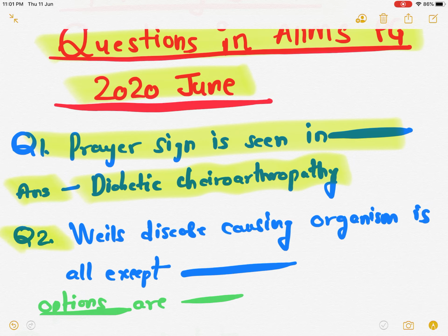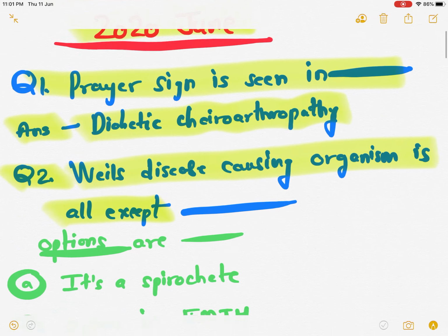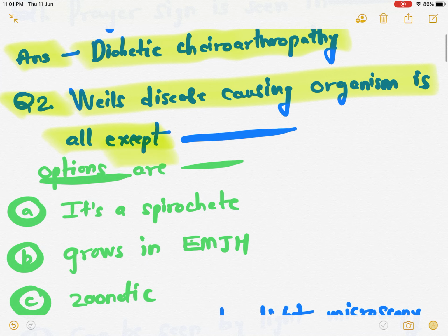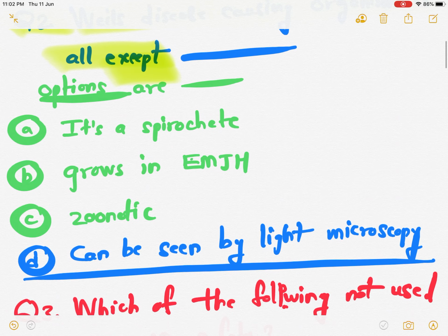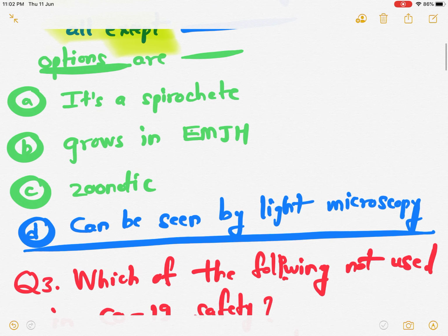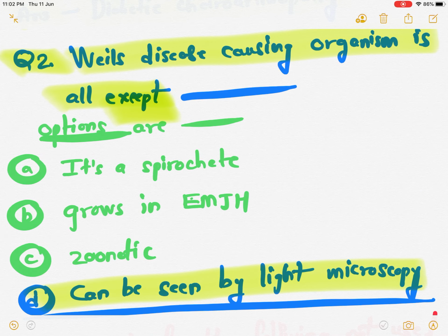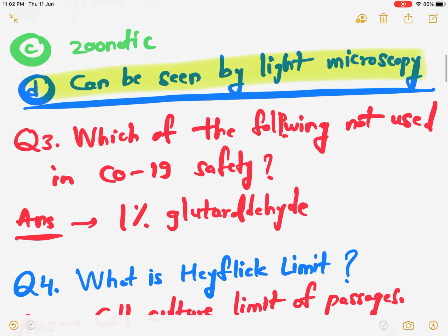Now the question 2 is, Weil's disease causing organism is all except. Mind it, friends, it's all and it's except. So the options are: it's a spirochete, it will grow in EMJH, it's zoonotic, but can be seen by light microscopy. You all know that Weil's disease causing organism cannot be seen by light microscopy.